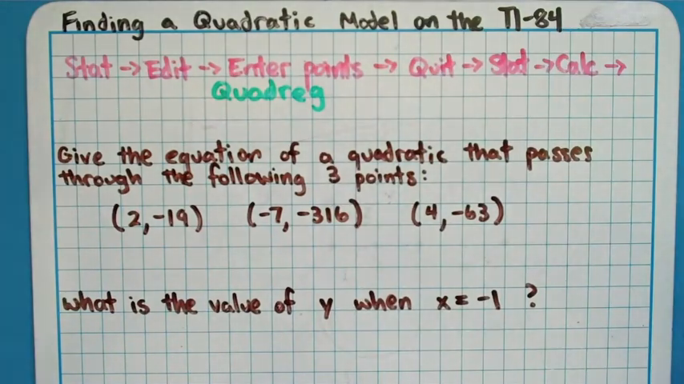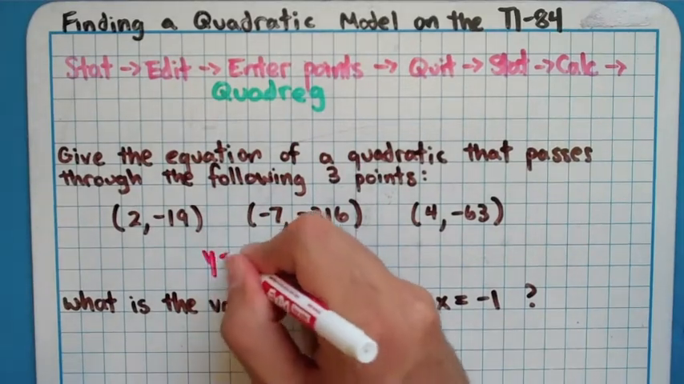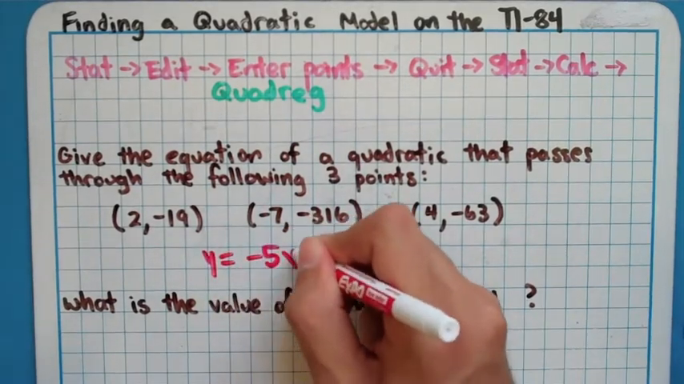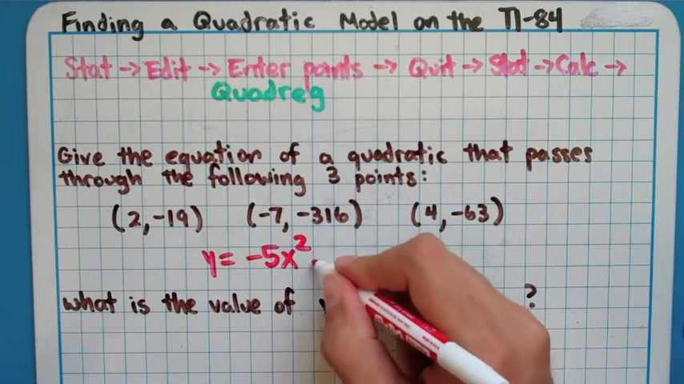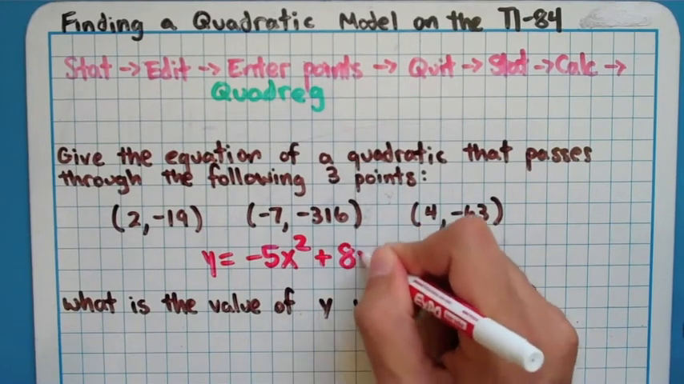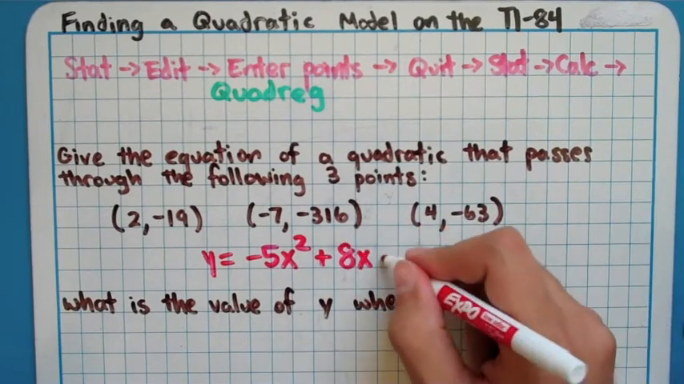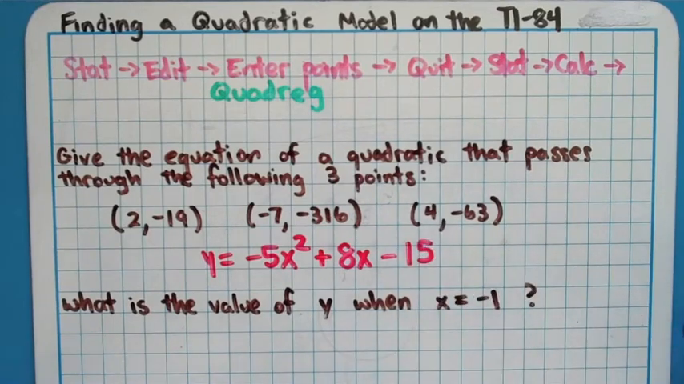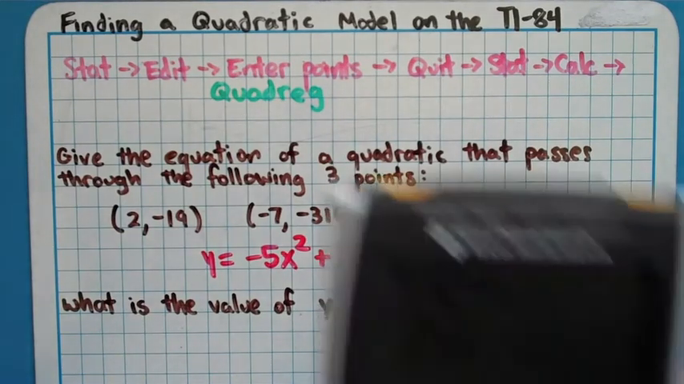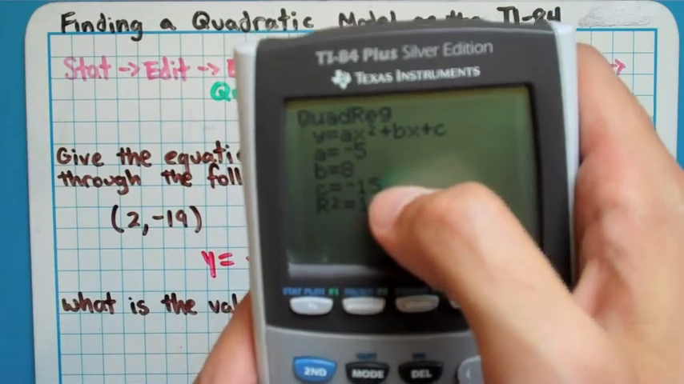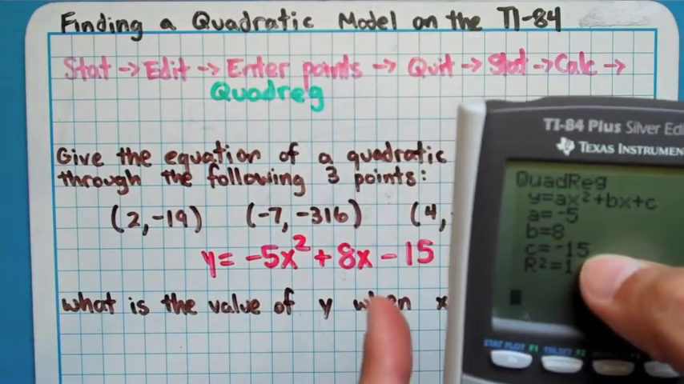So I'm going to go ahead and write that down with a, b, and c plugged in. So I ended up with a was negative 5, so it's going to be y equals negative 5x squared. B was positive 8, so it's going to be plus 8x. And C was negative 15, so I'm going to put minus 15 right there. And I'll show you that on the screen one more time. So we had our A, B, C. I wrote it down as such.